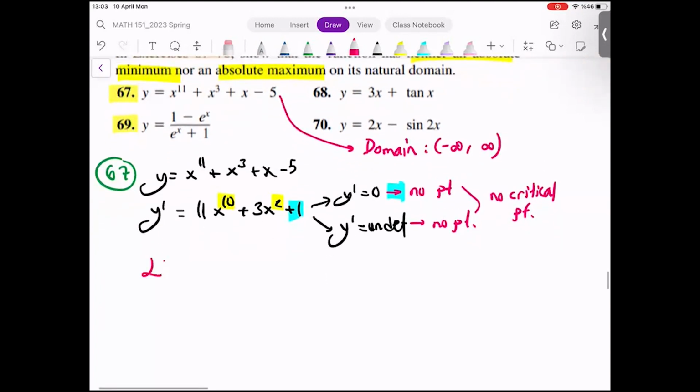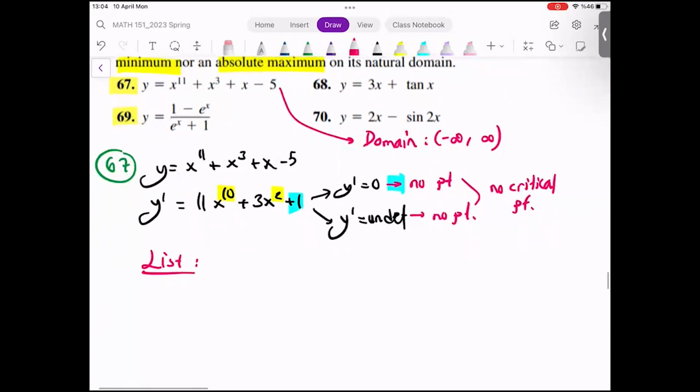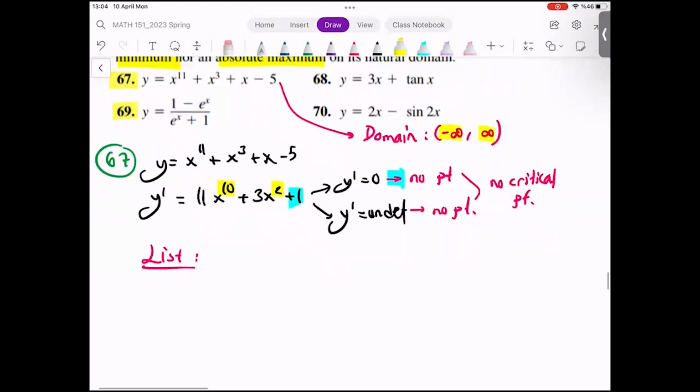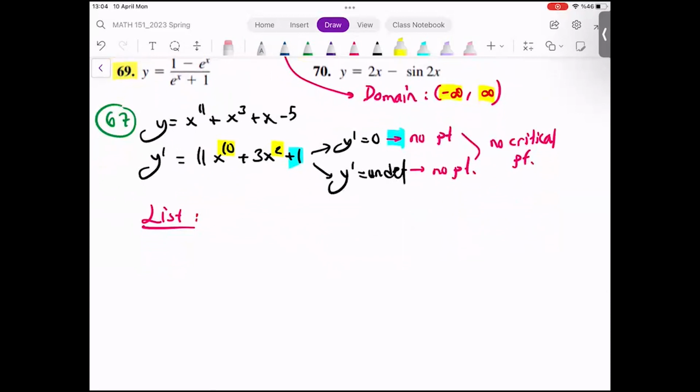So our list consists of just the endpoints of the domain. Since the domain is an open interval, we will be using limits to check the endpoints: as x goes to minus infinity, as x goes to plus infinity. Since there are no critical points, we have just these two in our list. Okay, let's look at the limits.